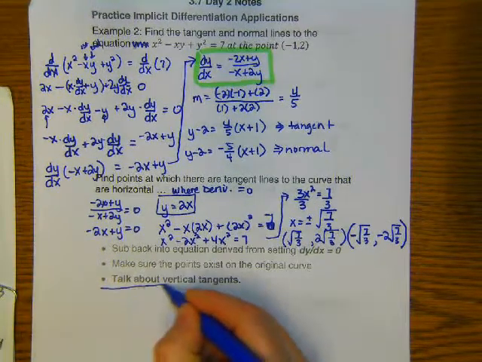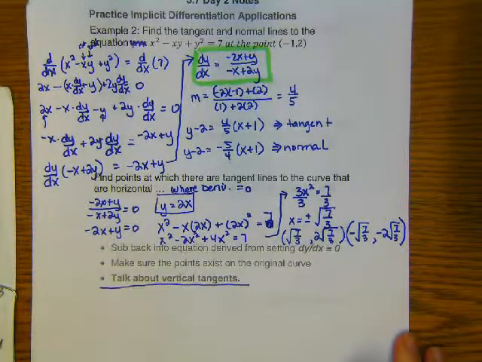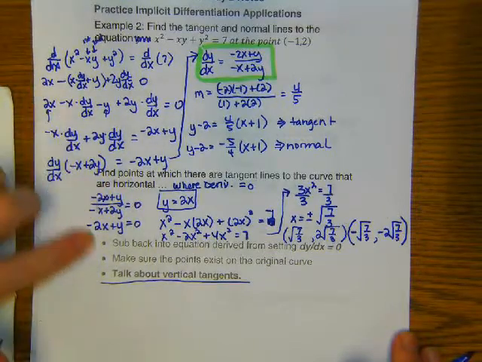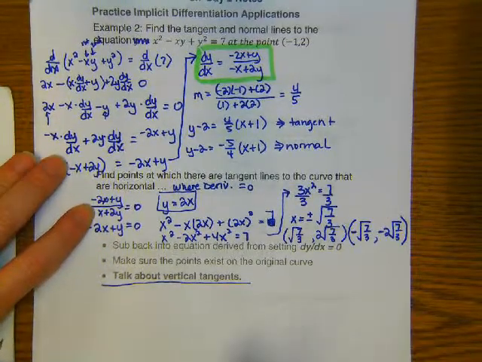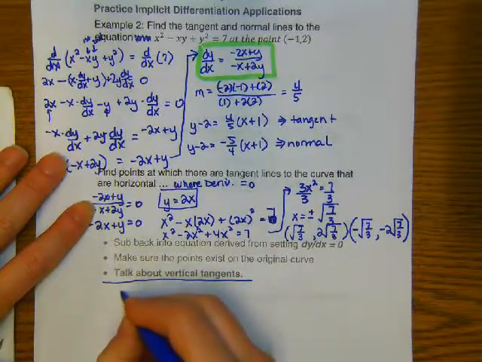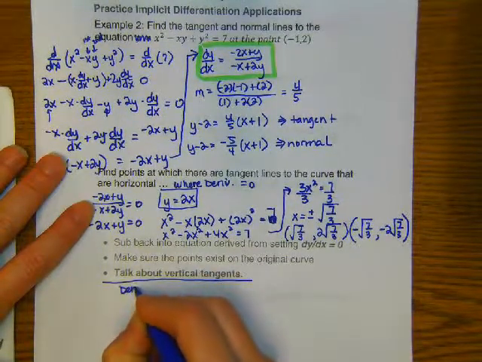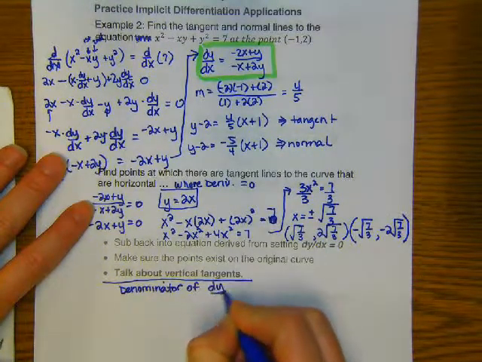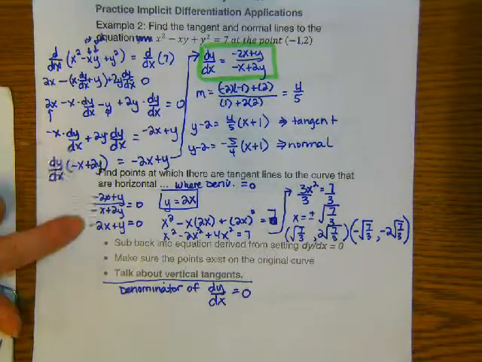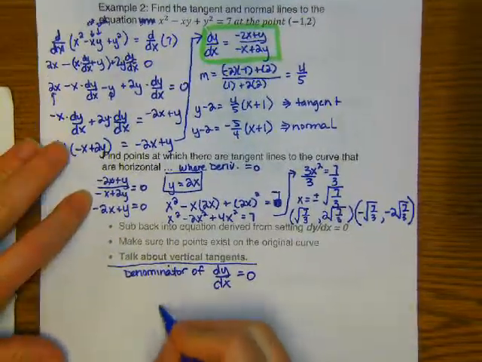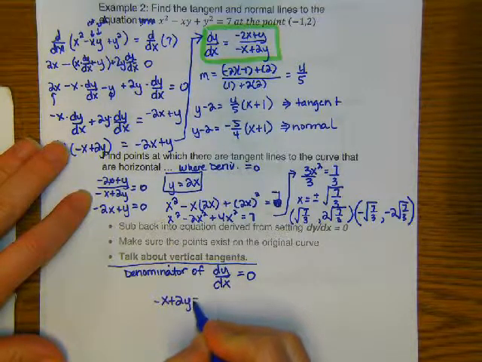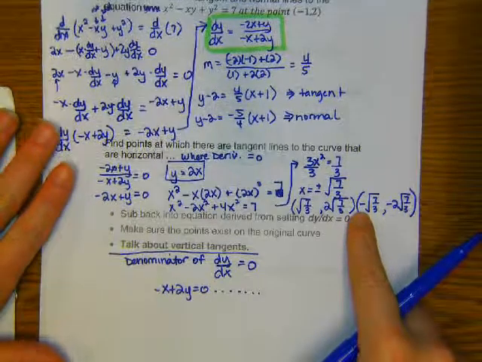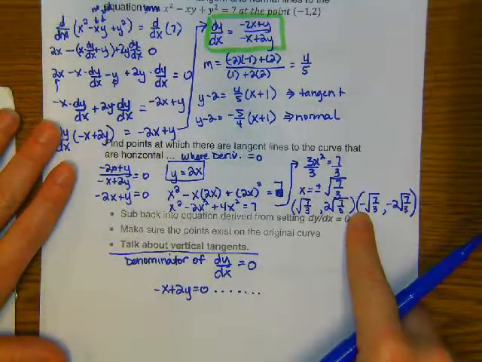Vertical tangents would be where there's an undefined slope. And think about this equation represents the slope. An undefined slope is when the denominator is 0. So for vertical tangents, you are setting the denominator of dy dx equal to 0. So in this specific problem, we would have set negative x plus 2y equal to 0. I'm going to write dot, dot, dot, because the process after that is just algebra. But you do the same thing where you would substitute it back into the original equation.